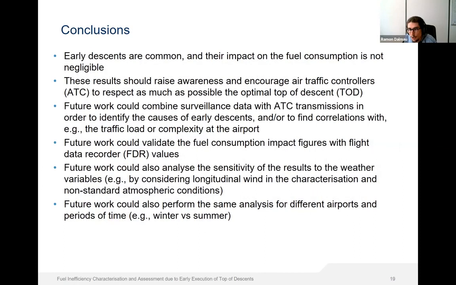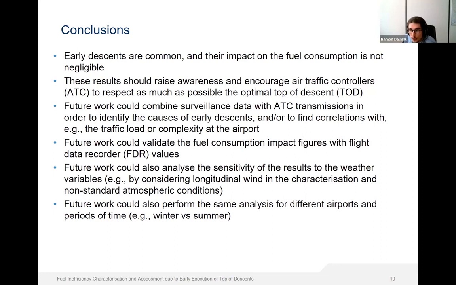In this study, we show that early descents are common and that their impact on the fuel consumption is not negligible. These results should raise awareness and encourage air traffic controllers to respect as much as possible the optimal top of descent. And future work could also combine the surveillance data like ADS-B with ATC transmissions in order to identify the causes of early descents and maybe to identify correlations with traffic load or complexity at the airport or at the terminal area.